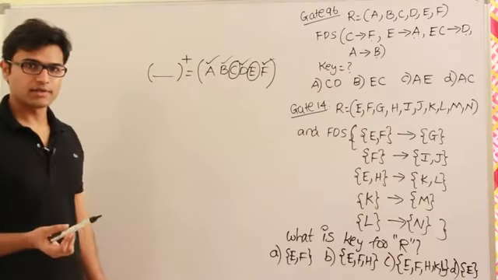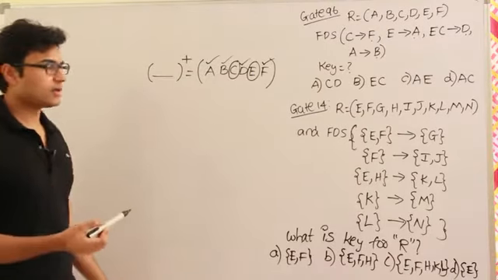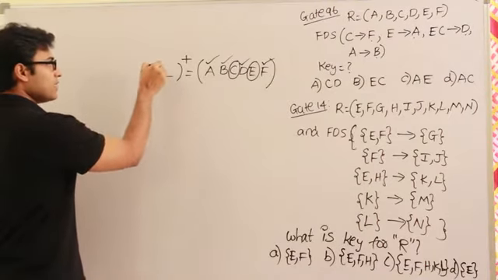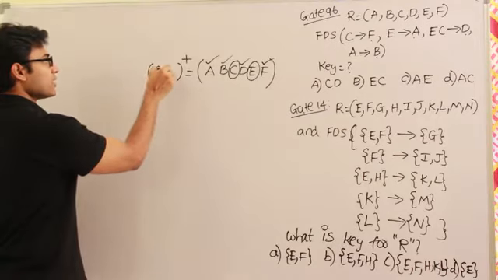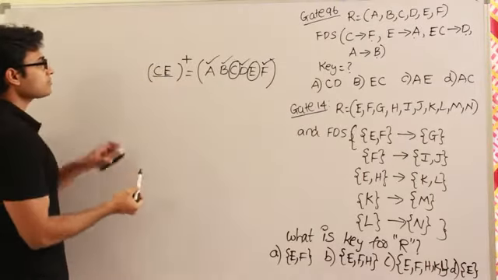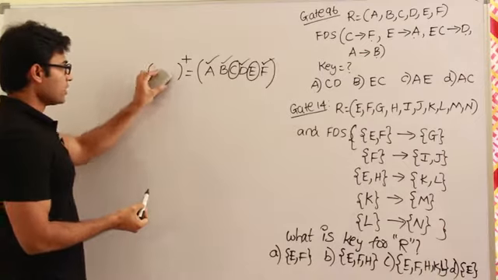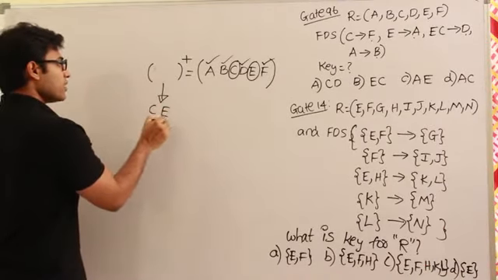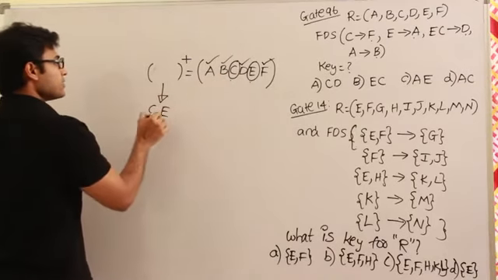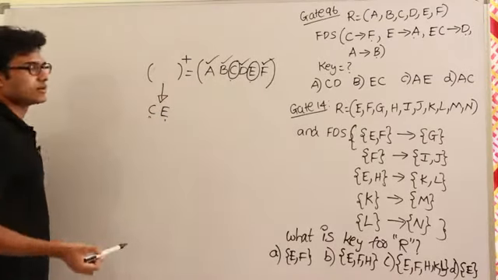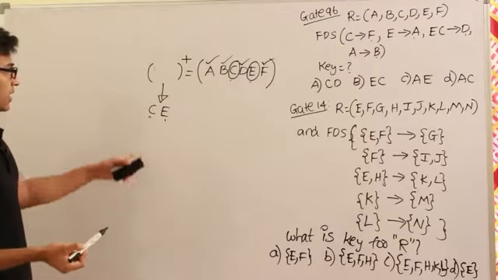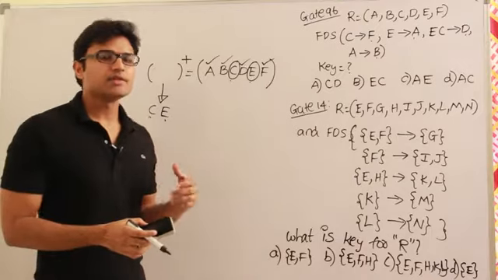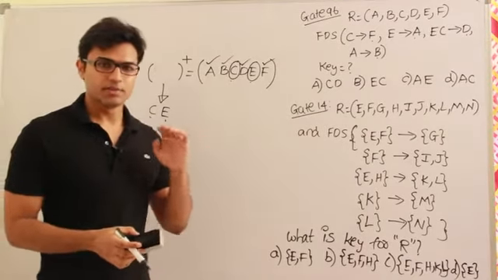Are you following this? I'm just going in a procedure right now. Therefore, the starting step is, whatever is the key, it should definitely contain C and E. The reason is there is no other way you will get C and E covered unless you include them as a part of the key. Got it? So the starting step is, whatever is the key, it should contain C and E. Now I'll test whether just C and E are sufficient. See, minimum you need C and E.